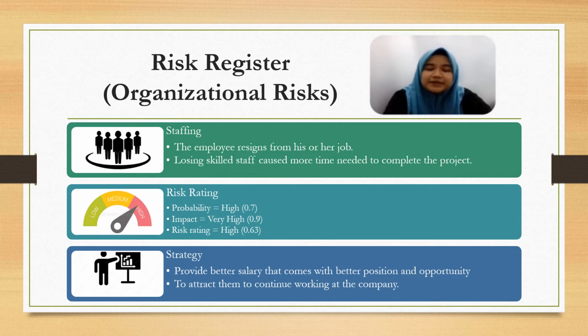The probability for this to happen is high, which is 0.7, and the impact given by this risk is also very high, which is 0.9. Thus, the risk rating for this risk is high, which is 0.63.